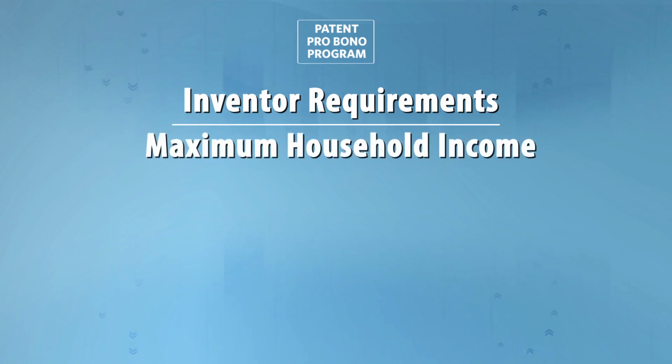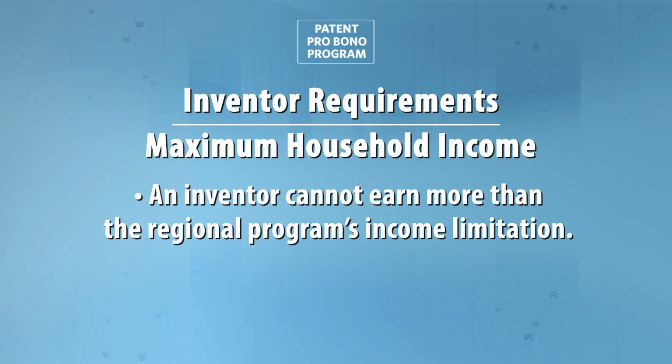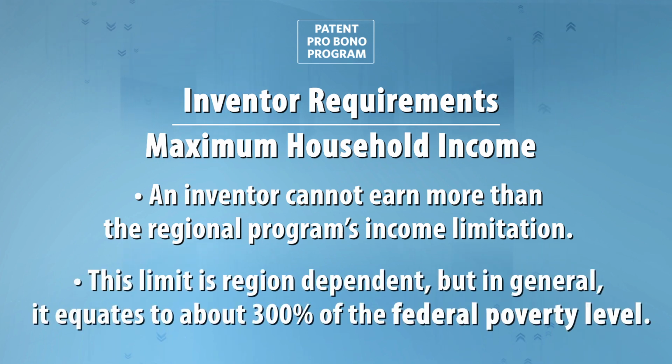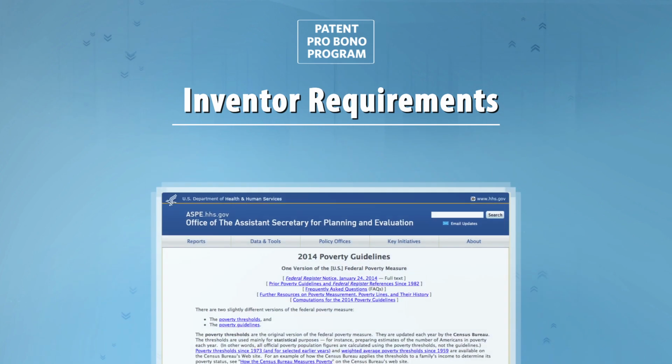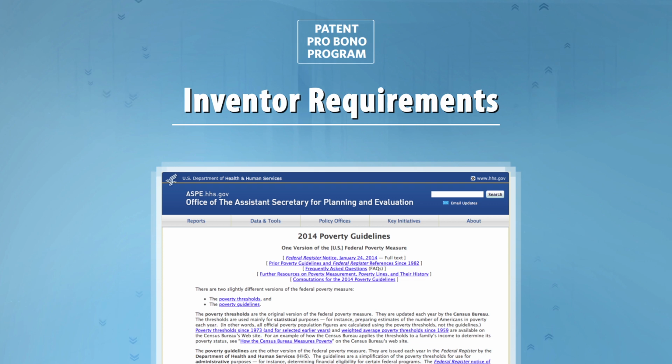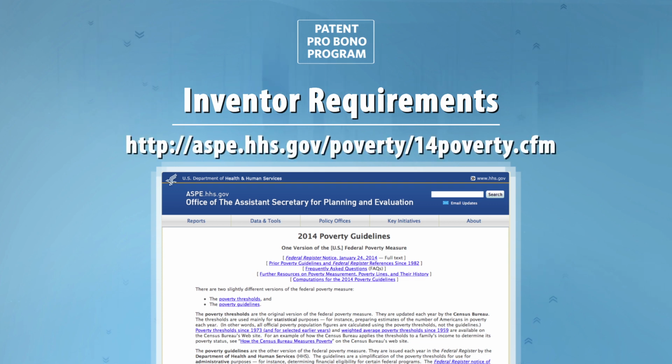For the maximum household income, an inventor cannot earn more than the regional program's income limitation. This limit is region dependent, but in general, it equates to about 300% of the federal poverty level. You can learn more about the federal poverty level from this website.